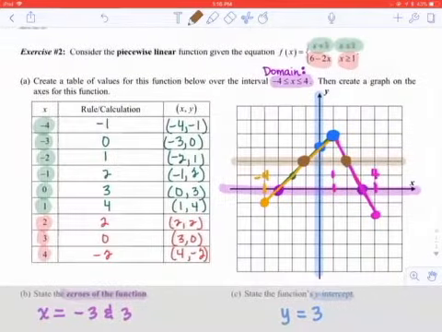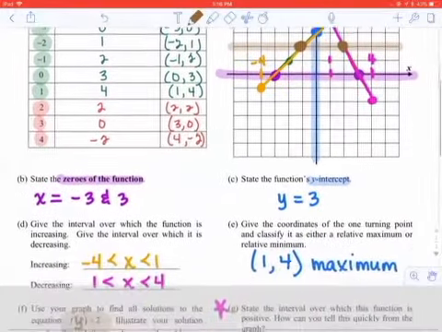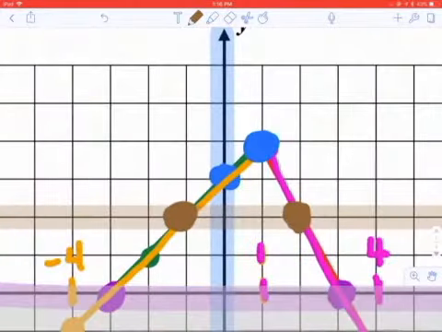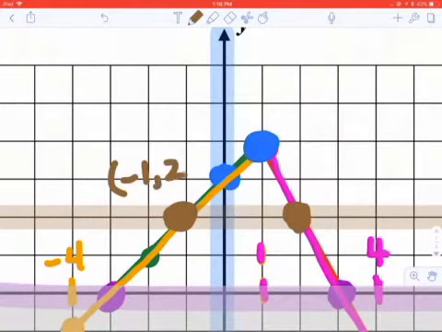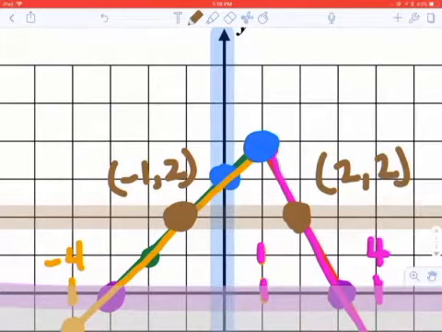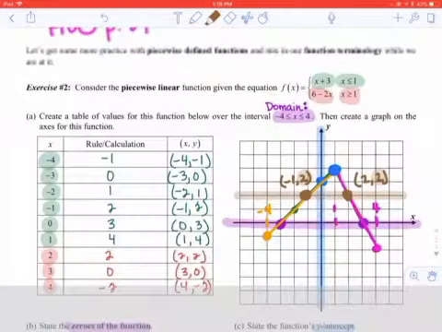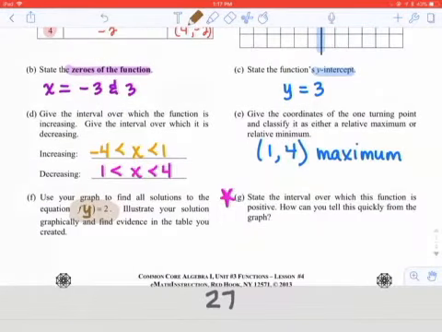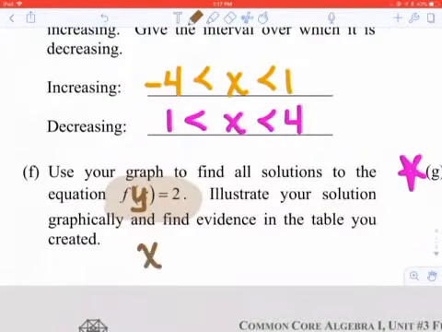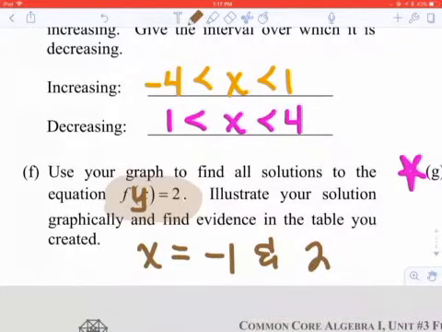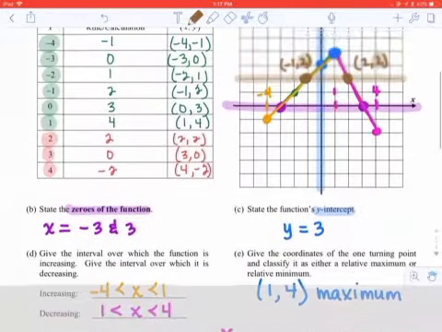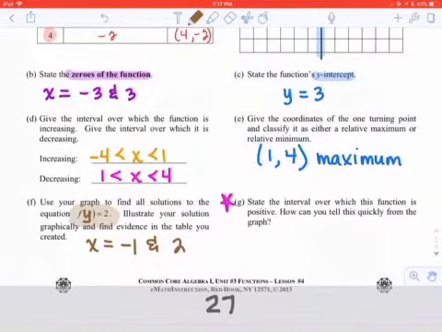So the function equals 2 when x is -1, because this is the point -1, 2, and when x is +1, because this is the point 1, 2. For both of these, the y value, or the function, equals 2. So x equals -1 and 1. It says to illustrate your solution graphically, which I just did there, and find evidence in the table we created.